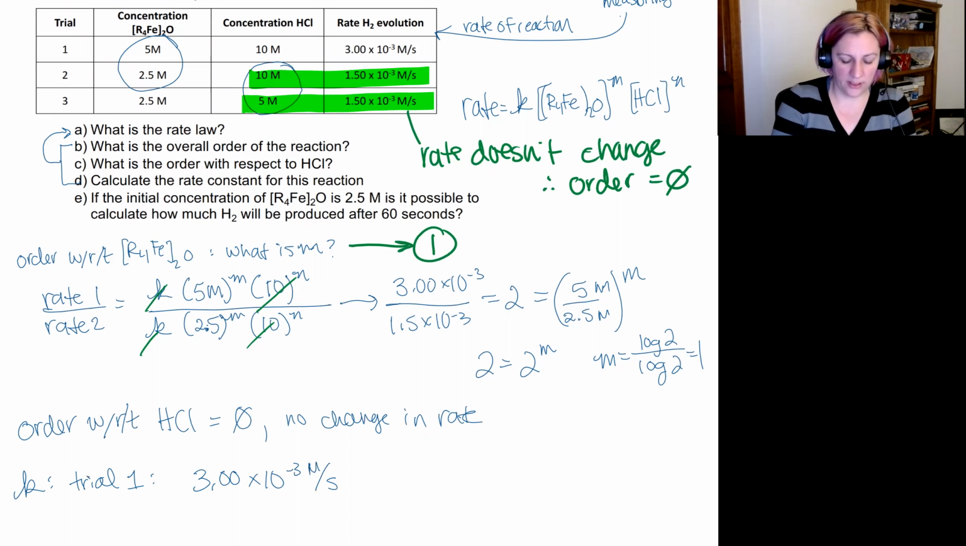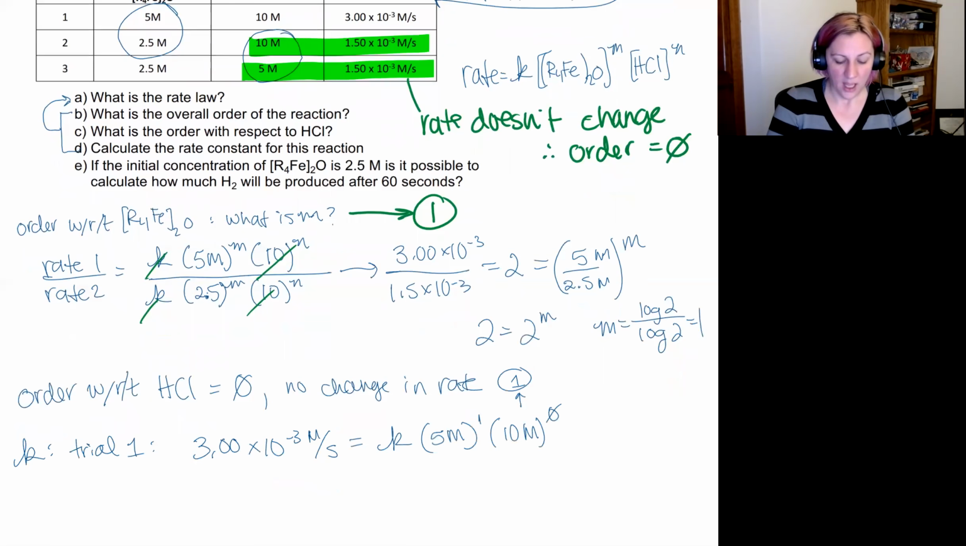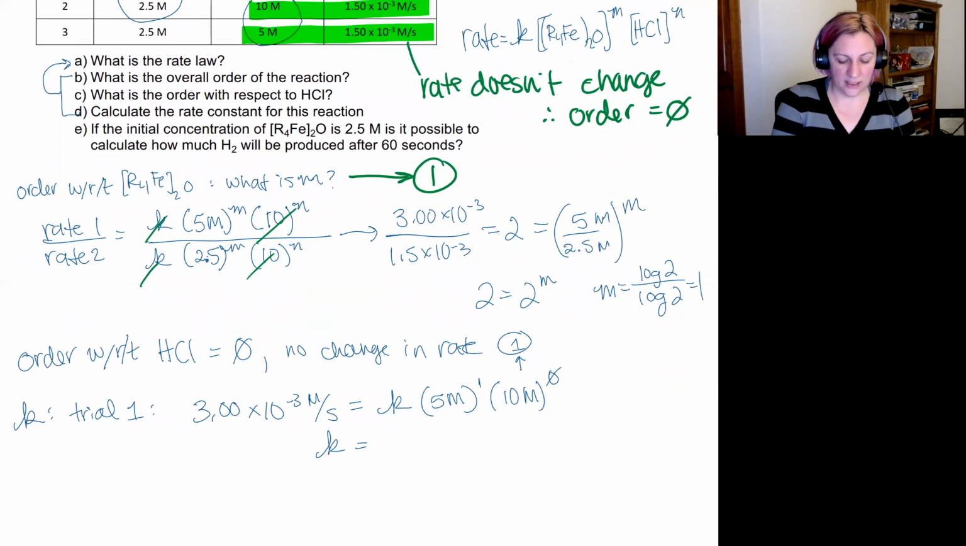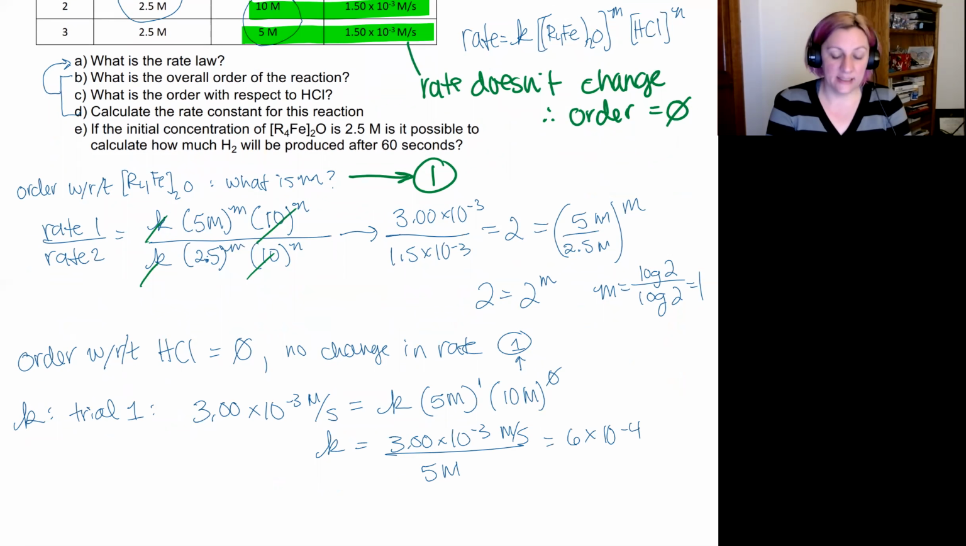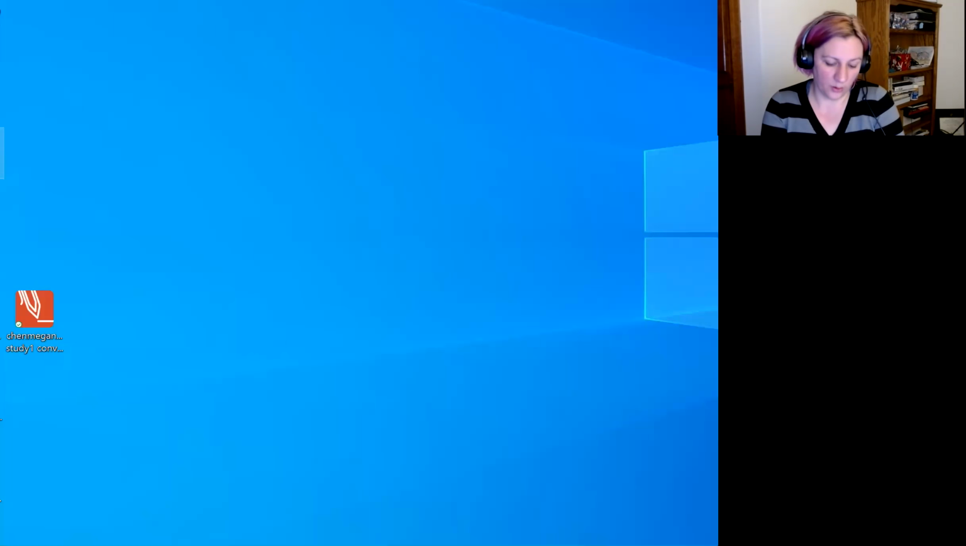So my rate is 3.00 times 10 to the negative 3 molarity per second is equal to this rate constant that I'm going to solve for times my concentration of dimer, which is 5 molar, and that will be to the power of 1. And then my concentration is 10 molar for my hydrochloric acid, but it's to a power of 0. So this is going to equal 1 no matter what. So you can leave that part out if you want. And I'm going to solve for K. K is going to be equal to 3.00 times 10 to the negative 3 divided by 5 molar. And that's going to give me a value of 6 times 10 to the negative 4th. And it's going to now have units that match its overall order.